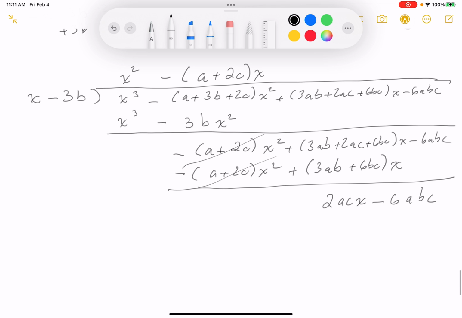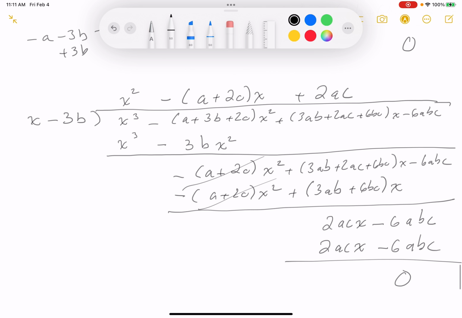And what I'm going to do, now it's going to be plus 2ac. Let's see what we get. 2acx minus 6abc. Lo and behold, remainder 0. So I got another answer over here. And again, I want to encourage you to look at the answer key to make sure you got that answer over there. And what are you getting? X squared minus the quantity a plus 2c, x plus 2ac. So that's not bad.